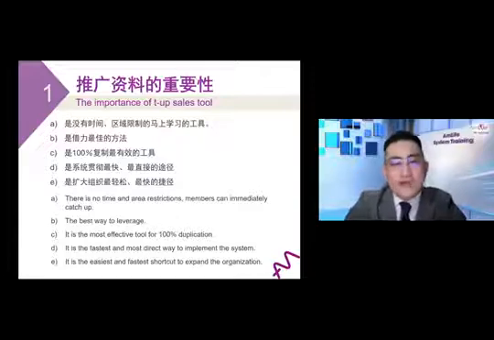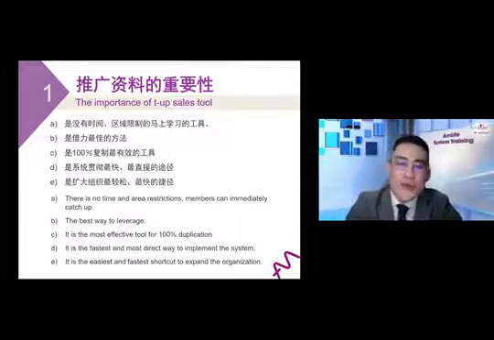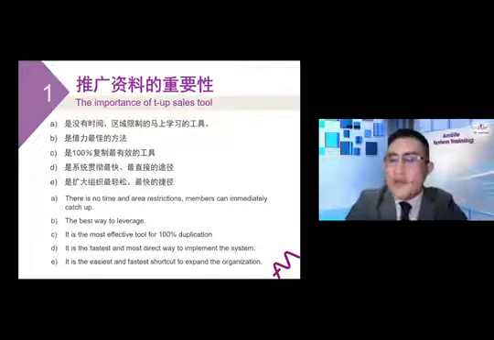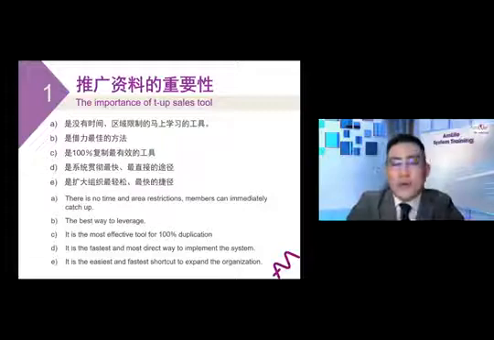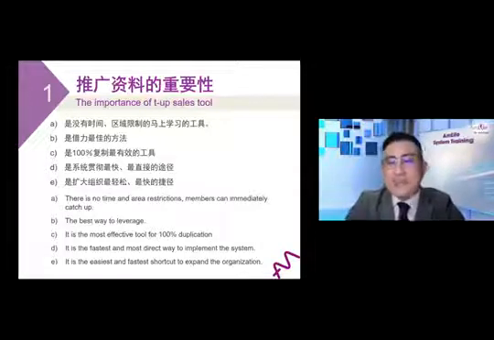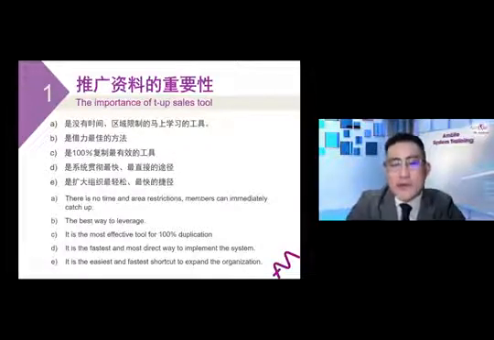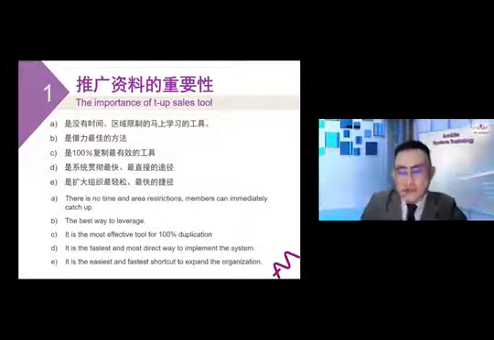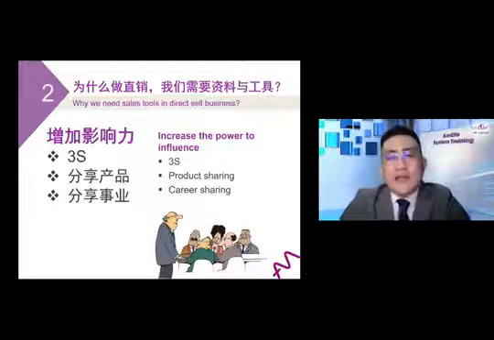It is also a very effective tool for duplication, whereby we not only teach, but we also hand out the materials. When time is not convenient, we can hand out these materials so that our downlines or our organization can learn straight away, or prepare beforehand. It is also one of the fastest and most direct ways to implement the system. When we talk about using the system, sales tools is one of the most important elements.